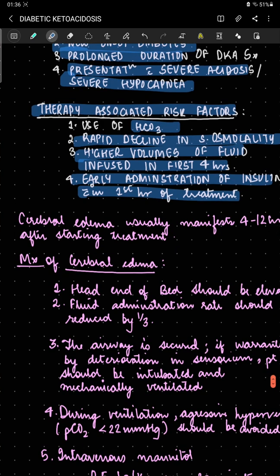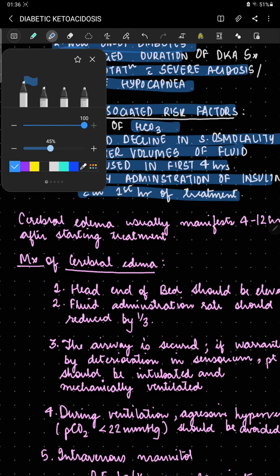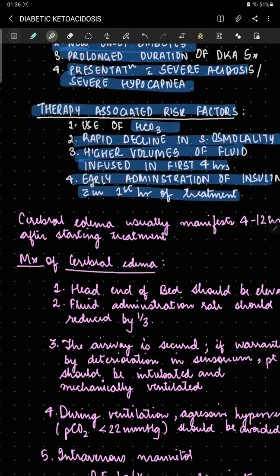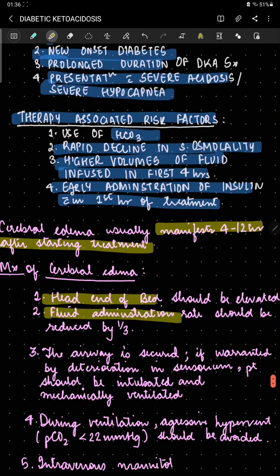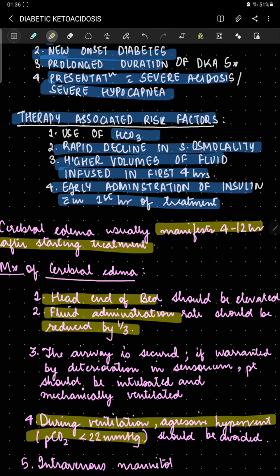Now coming on to the features and the management of cerebral edema. Cerebral edema usually manifests about 4 to 12 hours after the starting of therapy. As soon as you suspect cerebral edema, elevate the head end of the bed to about 30 degrees, and administer fluid, but this fluid administration rate should be reduced by 1/3. Airway has to be secured, and if warranted by deterioration in the sensorium, the patient should be intubated and mechanically ventilated. During ventilation, you have to do aggressive hyperventilation and keep the PCO2 less than 22.